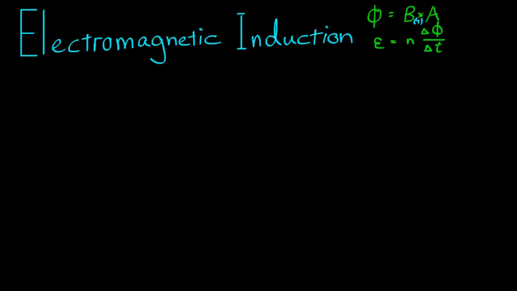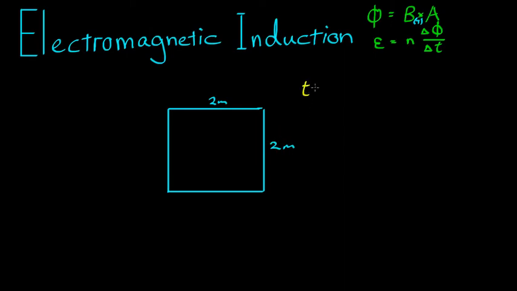So we'll make the loop of wire square. We'll have its side length 2 meters. And we'll say initially it has no flux, no magnetic field. If we were to then, over 3 seconds, bump up the strength of this magnetic field, so suddenly it's coming out of the page here.